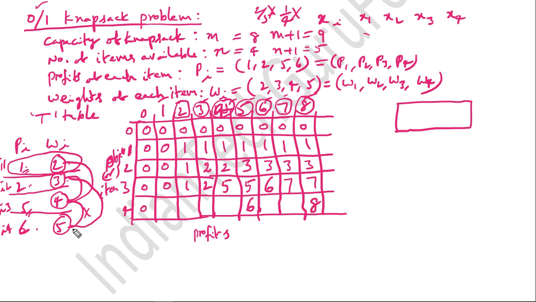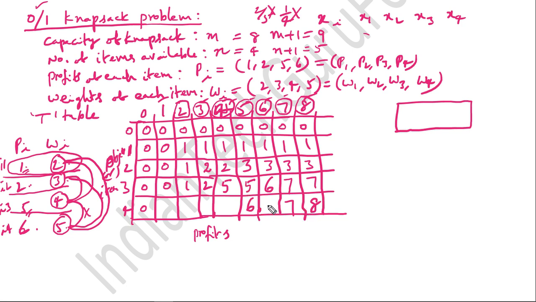Now I need to consider item number 4 and item number 1. So 5 plus 2, the weight is 7. There is a block with block size 7. So I could fill item number 1 and item number 4 in the block of 7 directly. Then the profit will be 1 plus 6, 7.